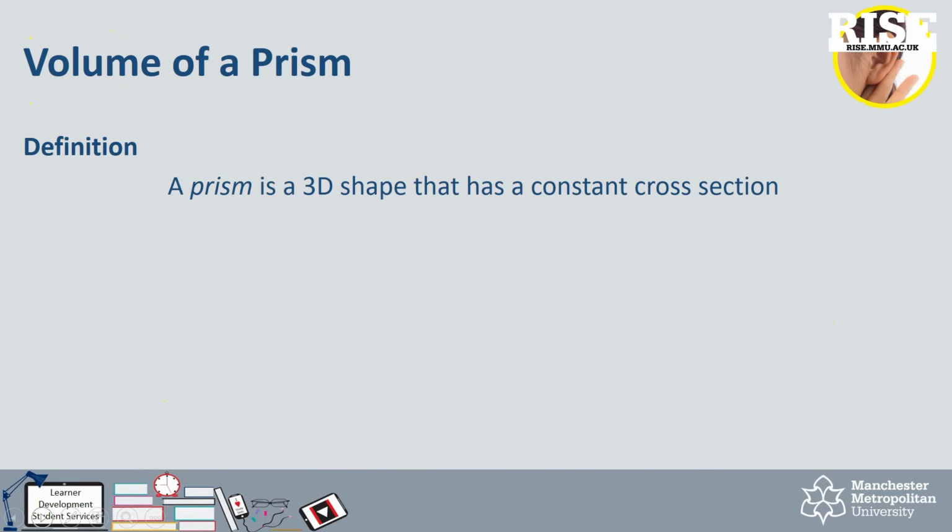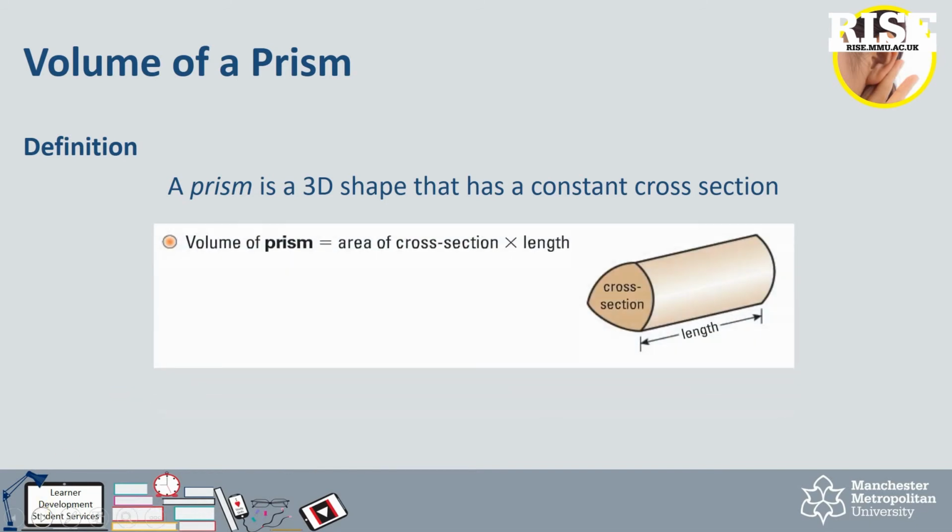Let's then extend this knowledge onto volume of a prism. In the last video regarding surface area, we spoke about a prism being a 3D shape with a constant cross-section. We specifically looked at triangular prisms, but there are more that exist. When I say a cross-section, it's just the shape that runs at a constant throughout that solid shape.